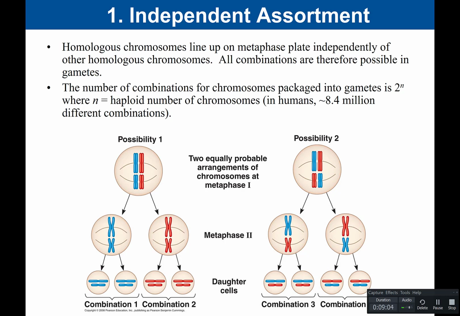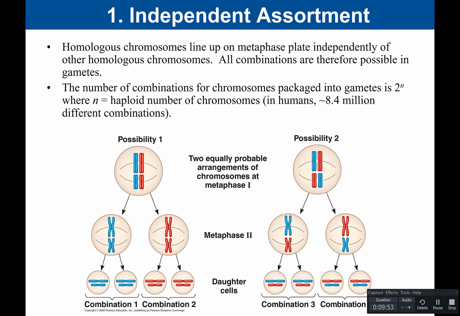If, on the other hand, they line up like this, so that the large blue is next to the small red, and they line up that way along the metaphase plate, when the homologous pairs separate, notice that the cell is going to have the large blue and the small red, and the other cell is going to have the large red and the small blue. So when sister chromatids separate, we end up with gametes that have the large blue and the small red, or the large red and the small blue. And so notice that there are 4 possible types of gametes that can be produced just by having 2 homologous pairs.